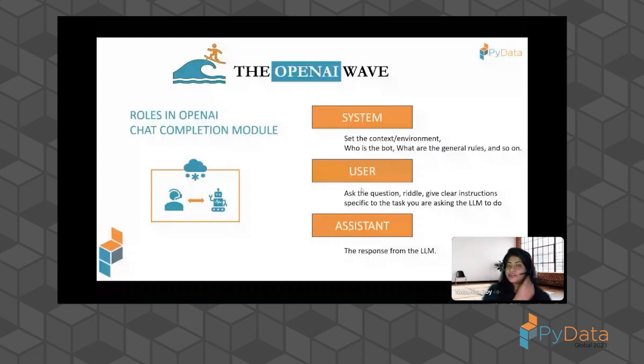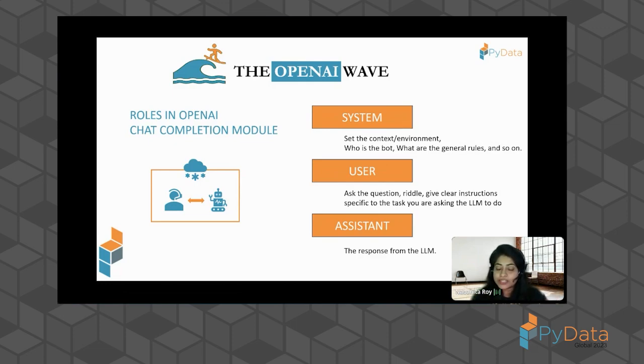So now that you're aware of the things that we need to use, one is the roles in the OpenAI chat completion module. One is the system, the user, and the assistant. The system, like I said, sets the context of the environment. Who is the bot? What are the general rules? If there's anything that the bot needs to take care of, as in, don't answer if somebody asks something out of context. So if this is a recruitment assistant, if somebody asks about auditing, no, I'm not answering that question. So you have to set that rule in the system or the environment.